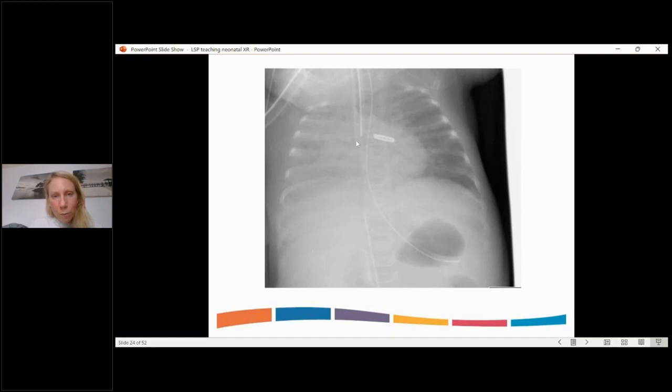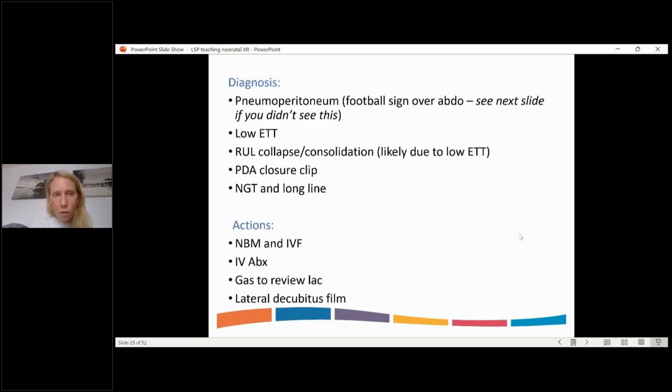It's definitely long because it's abutting the carina here, and that's most probably causing collapse consolidation of this right side, most likely more collapse because of the fact that you're not going to be getting any air into this right side. But what you guys didn't see is the football sign over the abdomen. So I'll go back to the X-ray in a minute, but you were completely right with the low ET tube, the right upper lobe collapse consolidation, PDA closure clip, and the NG tube and long line.